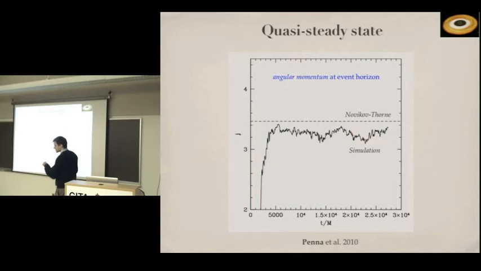It is ISCO. They assume, at the ISCO, you just plunge conserving angular momentum. And in the simulation, you also didn't check at the ISCO, though you checked at the horizon. Yeah, I'm sitting at the horizon here. So, is that the difference?